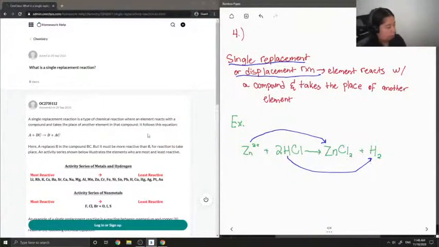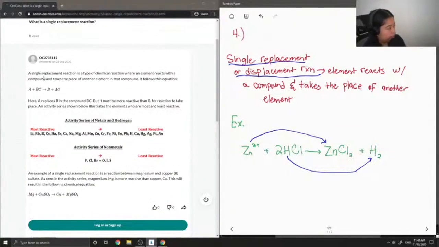Okay, so let's see what our junior tutor said. A single replacement reaction is a type of chemical reaction where an element reacts with a compound and takes the place of another element in that compound. Follows this equation, A plus BC makes B plus AC. Here, A replaces B in the compound BC, but it must be more reactive than B for the reaction to take place. So there are some exceptions.